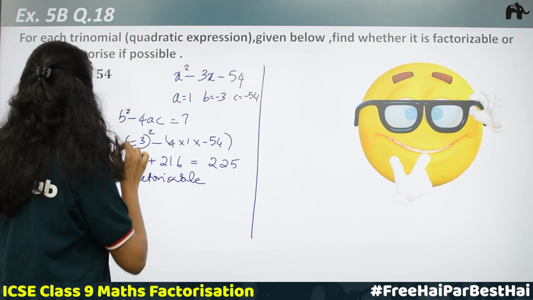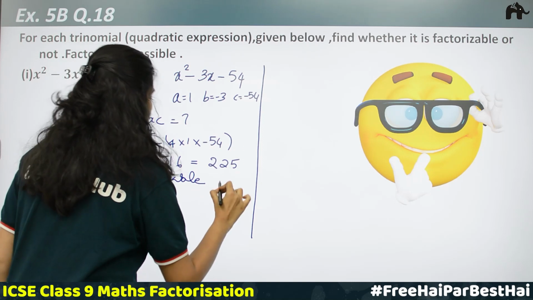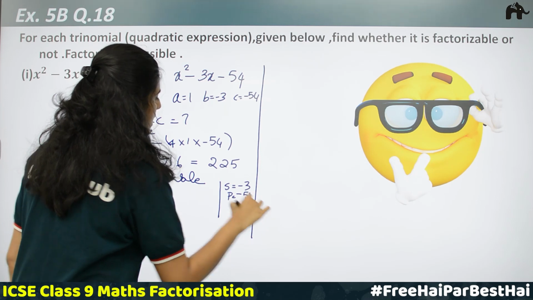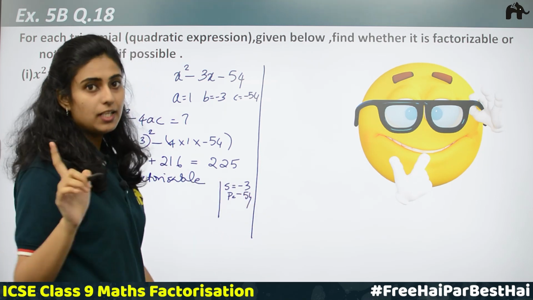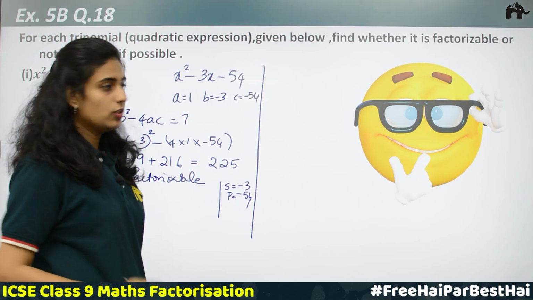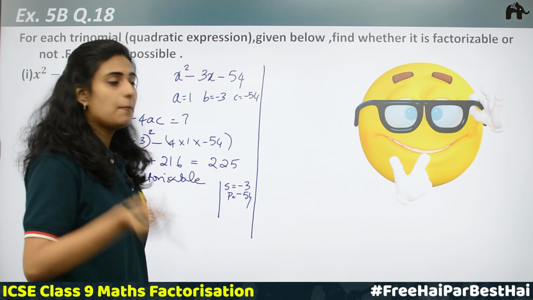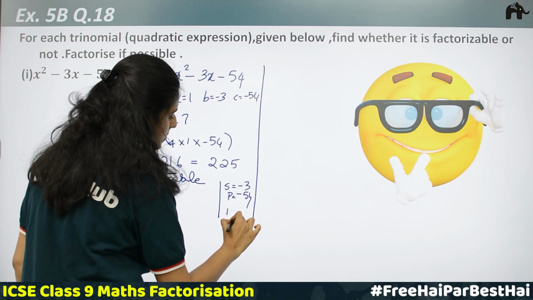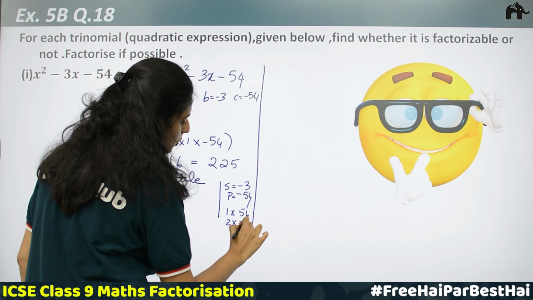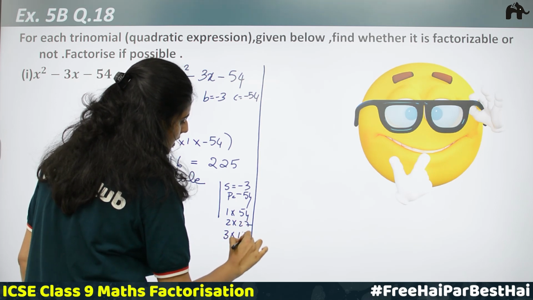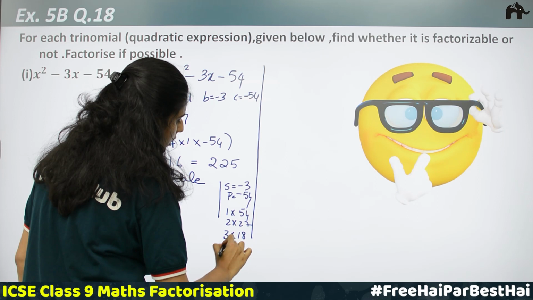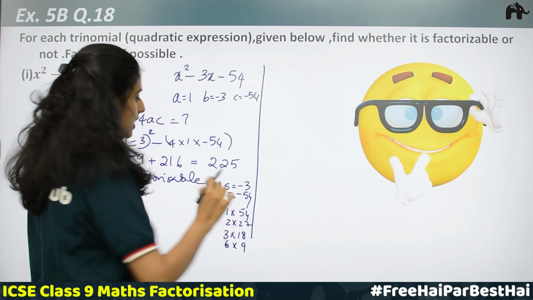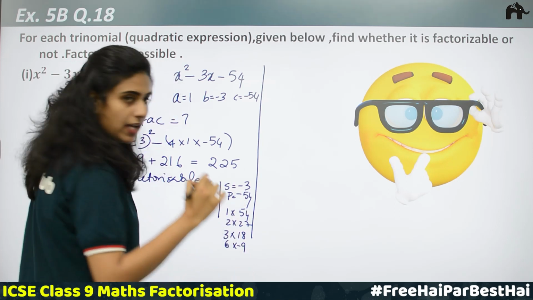Okay. So, we are going to split the middle term. We have to get sum equal to minus 3 and product minus 54. Sum and product are negative. What does it mean? One number will be negative. Okay. Here sum is negative, which means the greater number will be negative. Okay. Now, what are the possible numbers? 1 into 54, 2 into 27, 3 into 18. Then you will be having 6 into 9. Okay, we know 6 into 9 is 54. Here the greater number should be negative. So 6 and minus 9.